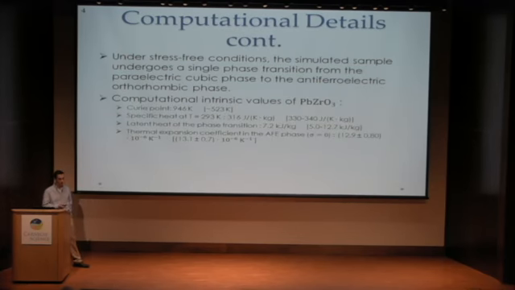The parameters that we got for lead zirconate were computed from first principles. They show the correct behavior that we expect from lead zirconate under pressure, the correct electric hysteresis loops, and the correct phase transitions. We're going to start at a paraelectric cubic phase and transition into an antiferroelectric orthorhombic phase.